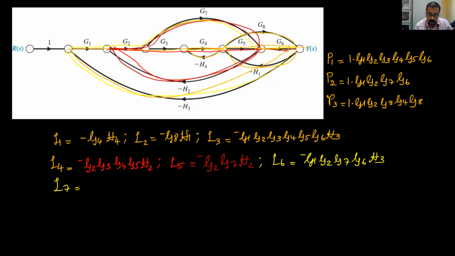Then any other loop? Two more loops are there, right? Which are they? G1, G2, G7, G6 we did. G2, G3, G4, G5 minus H2 we did. G8 minus H1 we did. G4 minus H4 we did. G1, G2, G3, G4, G5, G6, H3 also we did. G2, G7 minus H2 also we did. Then there are two more. Which are they?